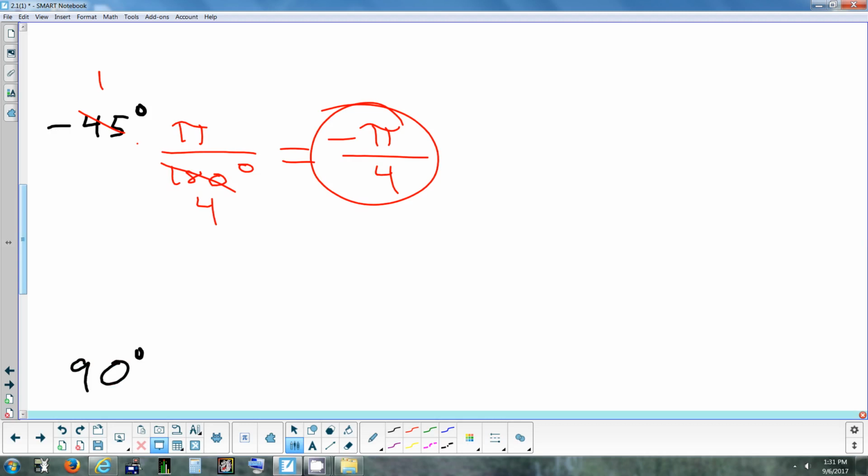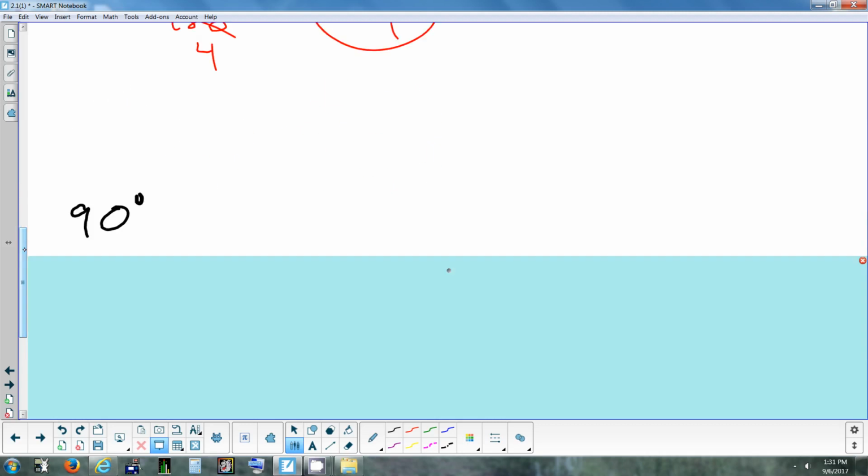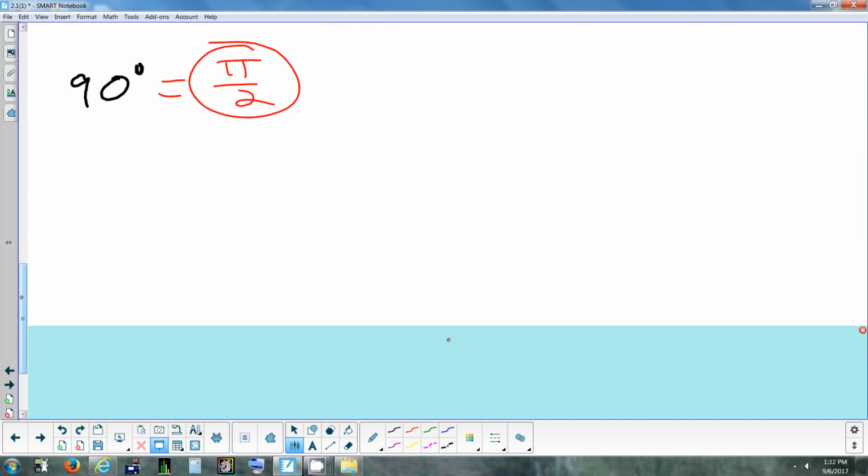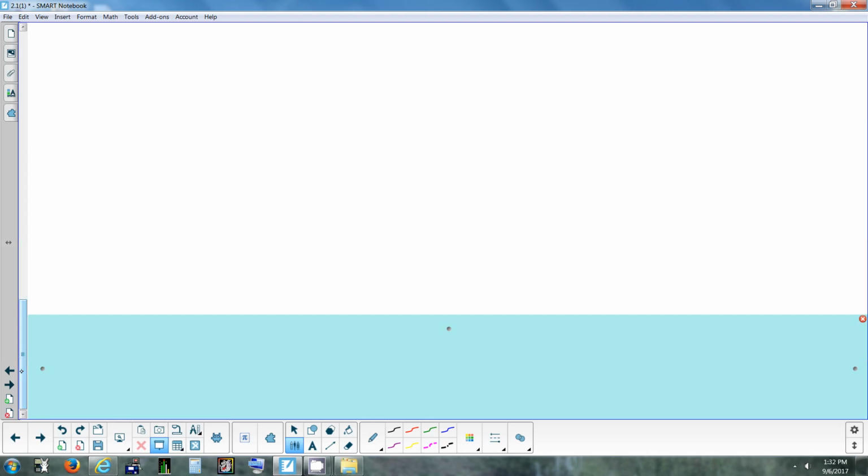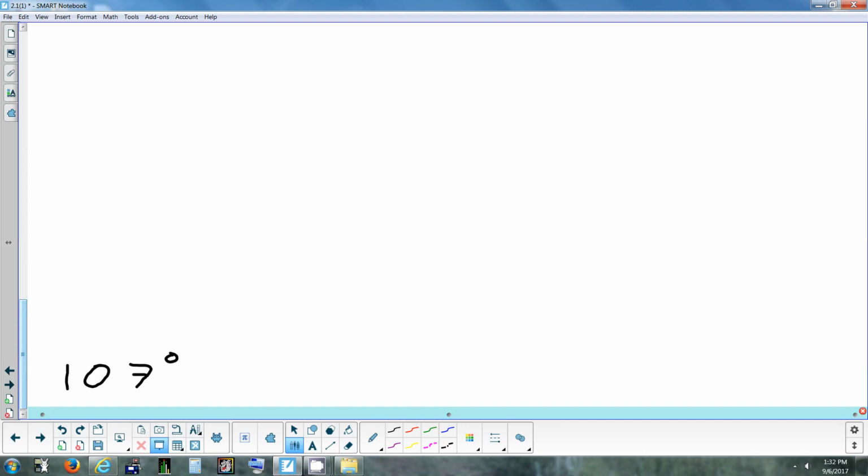I'm going to skip 90. If you want to check it on your own later, that one would be pi over 2. Let's try this one. And because it's kind of a weird angle, we're going to round to 2 decimal places.